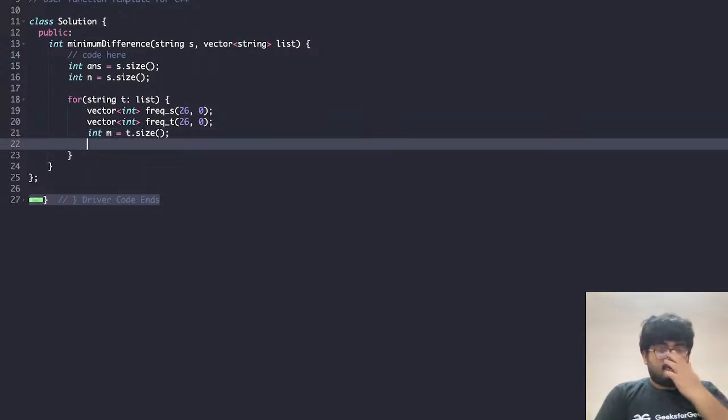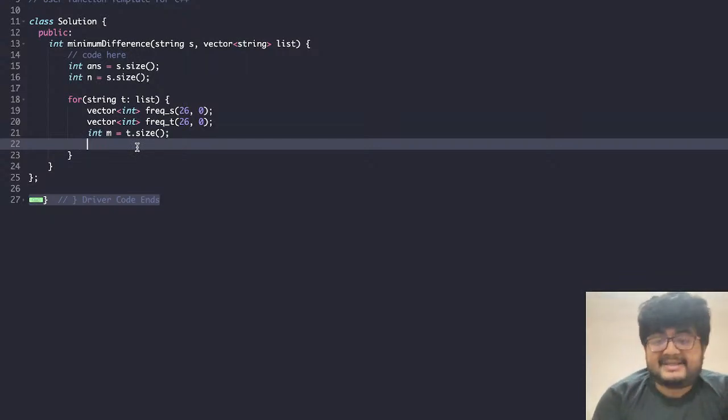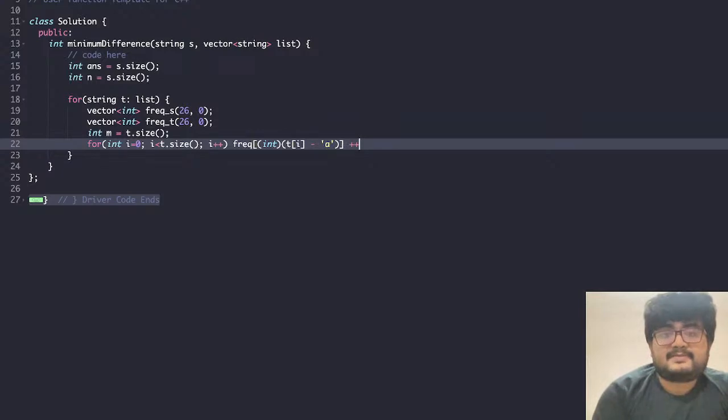Please explain time complexity in more detail. Sliding window, let's just read about sliding window. Let me write the code, you will understand what the time complexity is. If you don't understand, you have to read about sliding window. I'll not be explaining how sliding window works in detail. So int m equals t dot size, and then for int i equals 0, first of all we'll compute the frequency of t, i less than t dot size, i plus plus, frequency of int of t of i minus a plus plus.